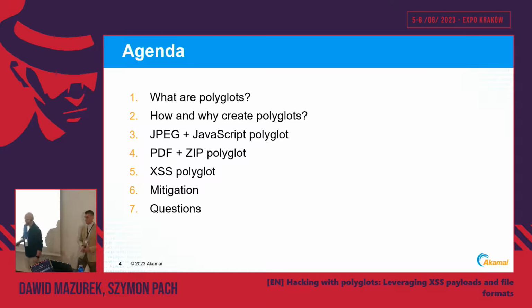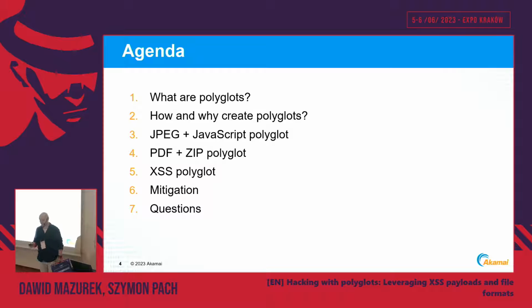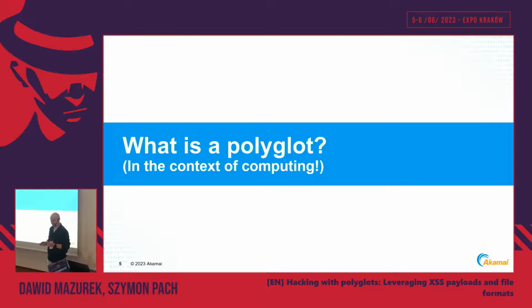We'll tell you what polyglots actually are, and how and why to create them. We'll dive a little into how to create a JPEG and JavaScript polyglot, a file that's simultaneously a JPEG and JavaScript. Also, we'll dive a little into how to create PDF and zip polyglots. We'll explain why cross-site scripting payloads can be polyglots too. We'll tell you how to defend against polyglots, and there will be time for questions.